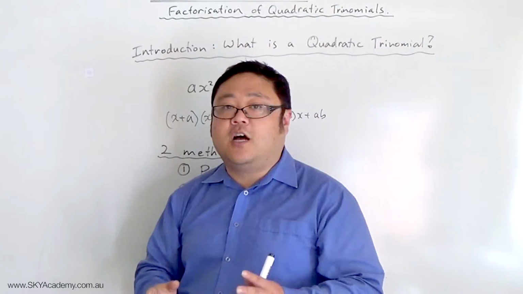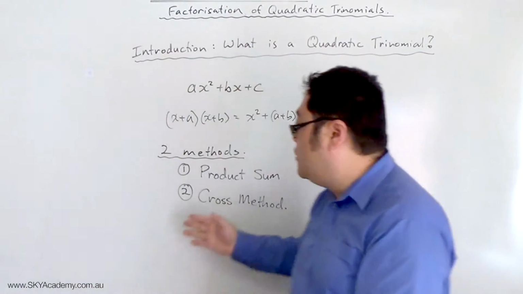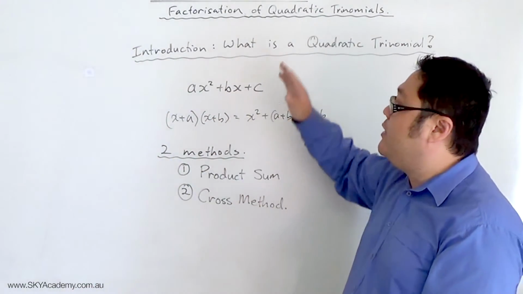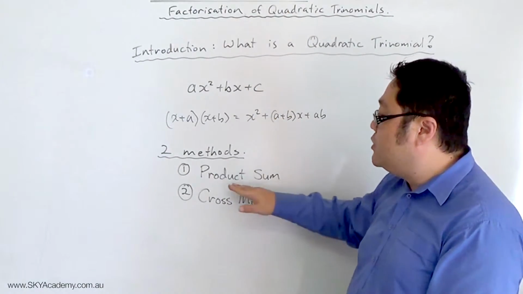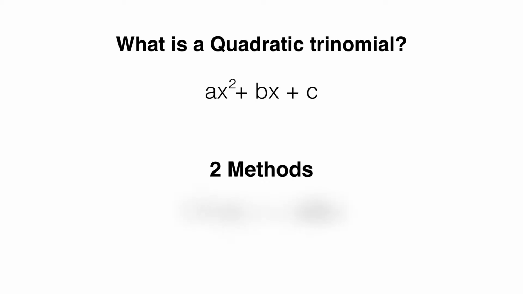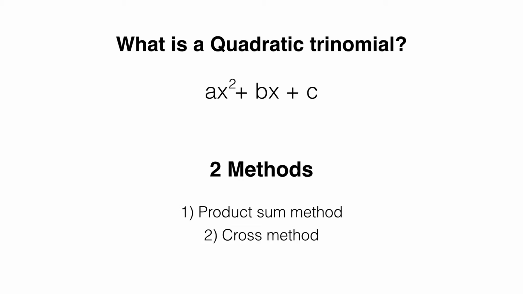Alright? And when we get to quadratics, there'll be 2 other methods that we'll be using. You don't need to know those other 2 methods for basic algebra. So the two methods that we're going to be using are called the product sum and the cross method. So in the next episode, I'll be going through that.